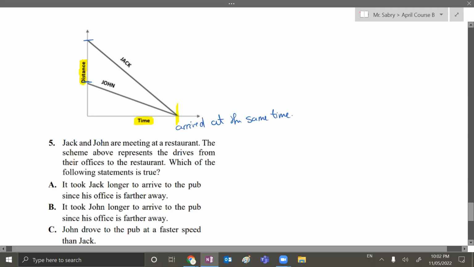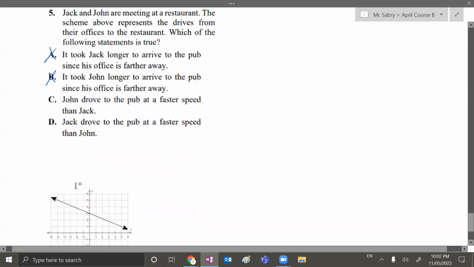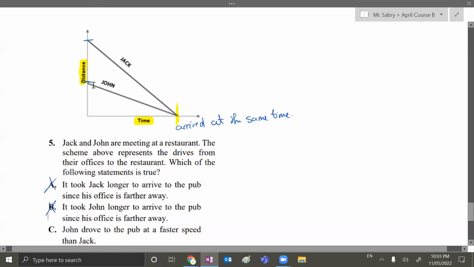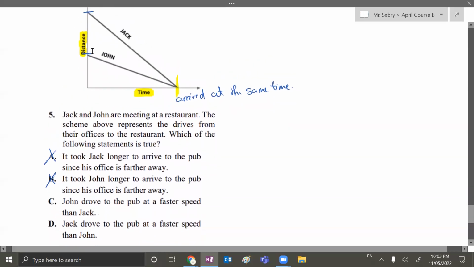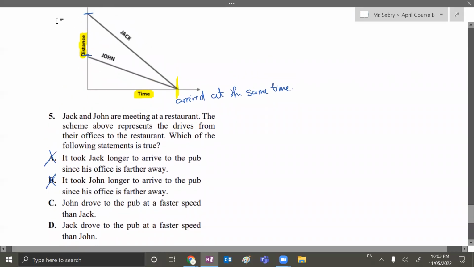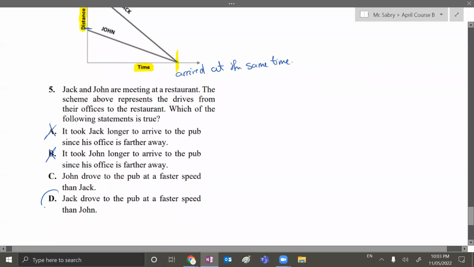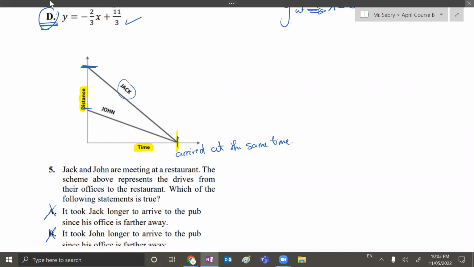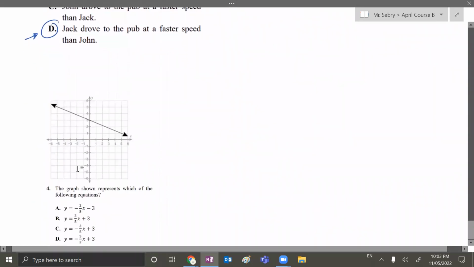So does that mean it took Jack longer to arrive? No, they both arrived at the same time. So A is incorrect. It took John longer to arrive? No, but they both arrived at the same time. It's either C or D. John drove to the pub at a faster speed. John drove at a faster speed. Actually, John had a shorter distance, yet he arrived at the same time. So Jack is the one that is definitely the correct answer. Jack drove at a faster speed. To start from a farther distance and arrive at the same time, Jack must have been driving fast. Does that make sense?